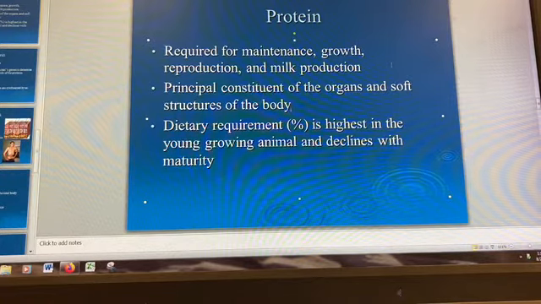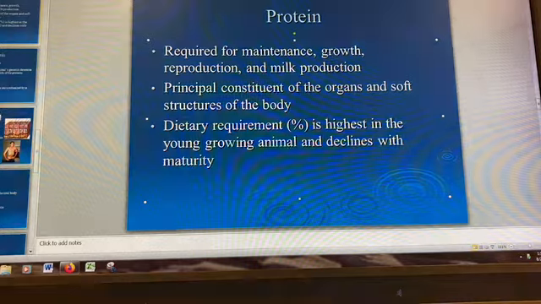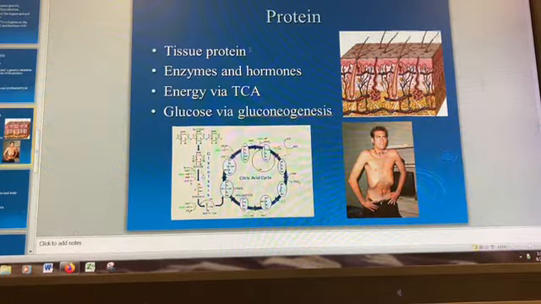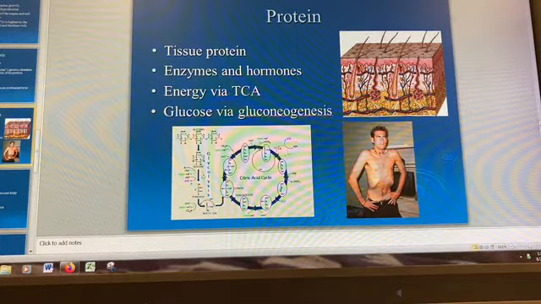I'm asking in there too, hey, give me some specific examples. And don't put maintenance, growth, reproduction, or milk production. I want a little more detail than that, and probably a couple of those slides down. Hey, tissue protein, enzymes and hormones. And this can even go back to our metabolism chart as well.